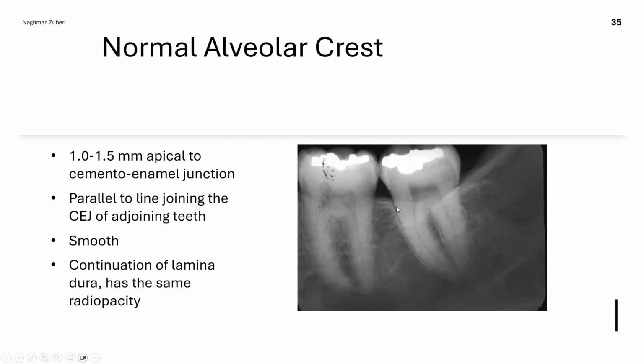This is the normal alveolar crest. It is almost 1 to 1.5 millimeter, and other authors say it is almost 1.5 to 2 millimeter apical to the imaginary line joining the two adjacent cemento-enamel junctions. And it should be smooth, with no erosion visible, and should be in continuation with the lamina dura without any blunting in that area, and should have almost the same type of radio opacity.